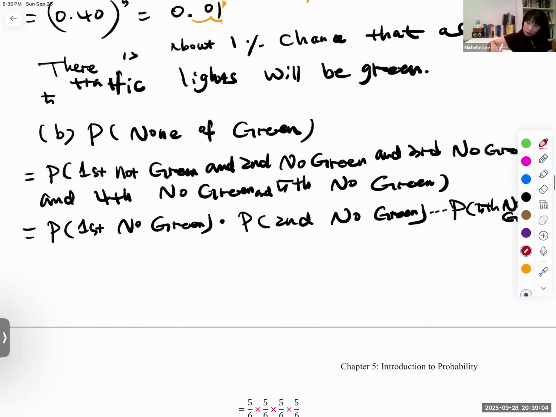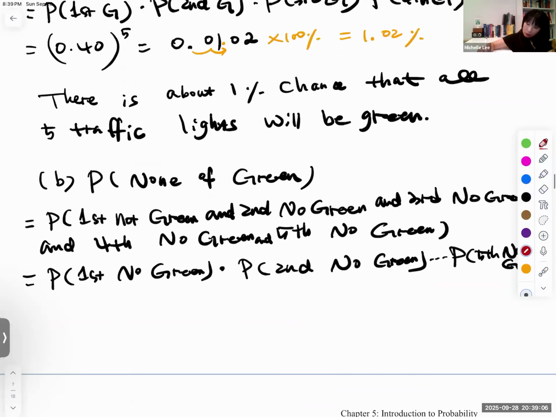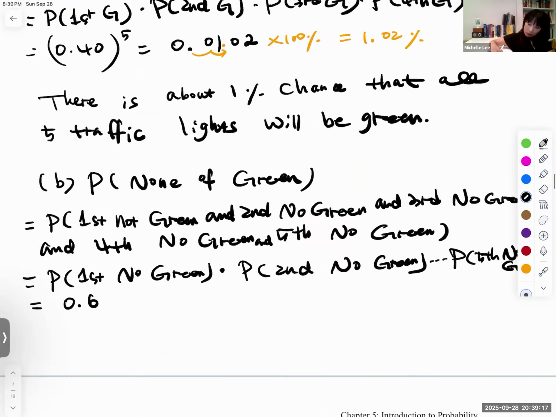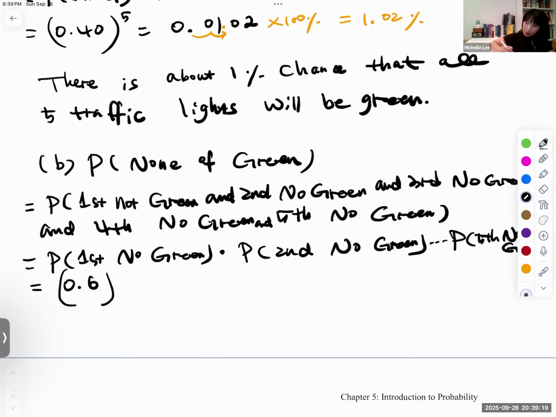Okay, so there will be 0.6. Let me write down 0.6, yeah? So that will be the same as 0.6 to the how many? 5, right? Yeah. Can you please calculate? 0.0778. Good job. Okay. Last one, C part.